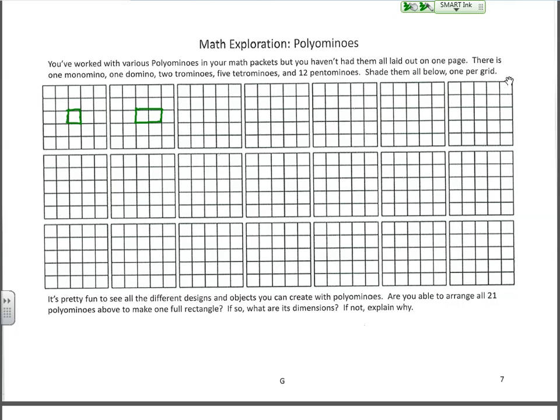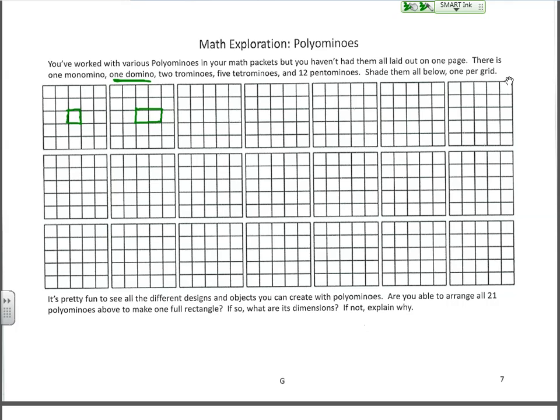And I want to note here that when you're writing out all the different possible polyominoes, you can't rotate or flip or turn. So my domino here, you see there's only one. I would not go to my next grid and make a second domino just by turning my first one. No, it's still a 2x1 shape. You've just turned it. That doesn't make a second domino. So really watch that carefully, okay?